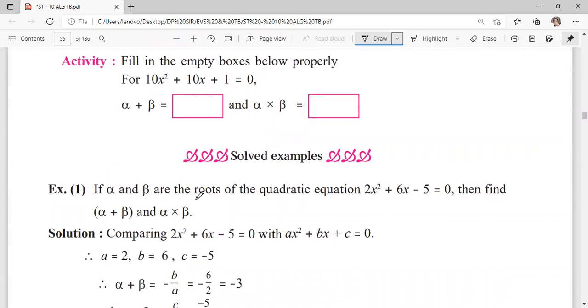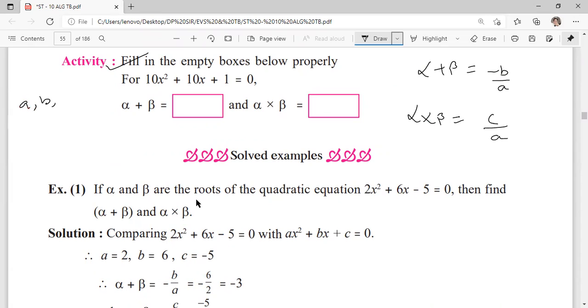45, 46. See, you're filling the empty box properly. For 10x square plus 10x plus 1 is equal to 0, what is alpha plus beta? So alpha plus beta is nothing but what we studied just now. Sum of roots is nothing but minus b upon a. I hope you all are clear with this part. Minus b upon a. So this you should remember. And alpha into beta is c upon a.